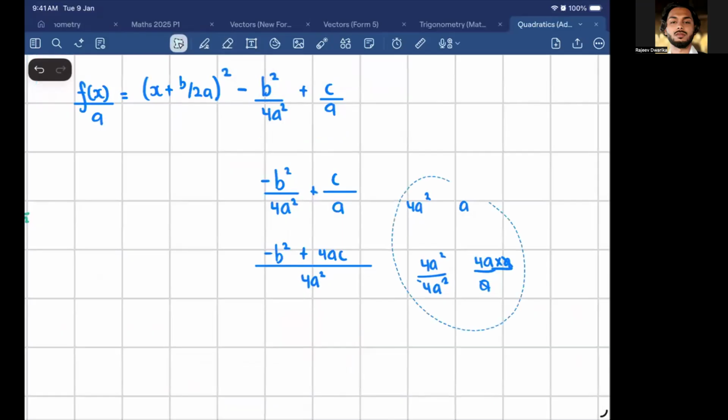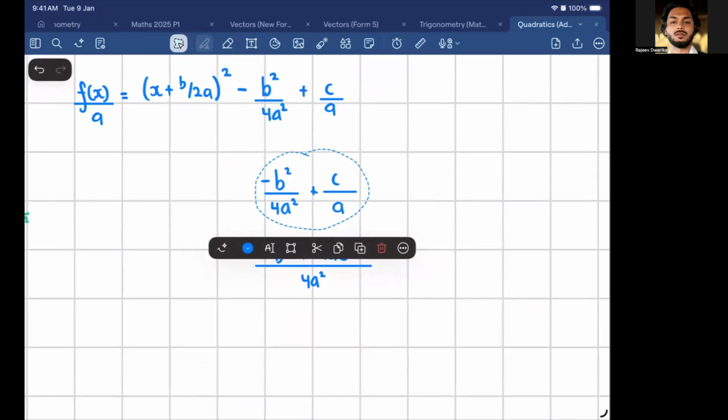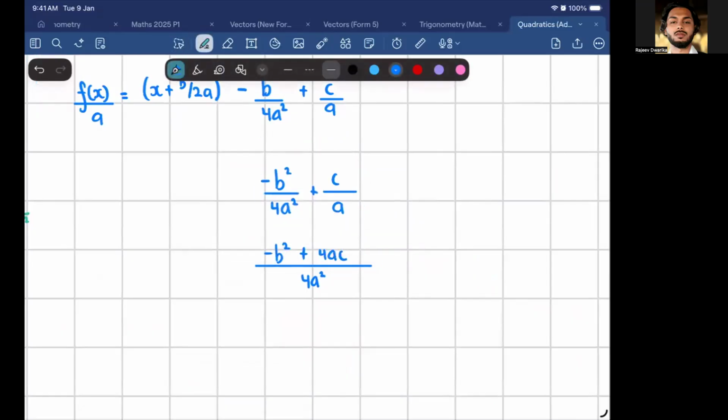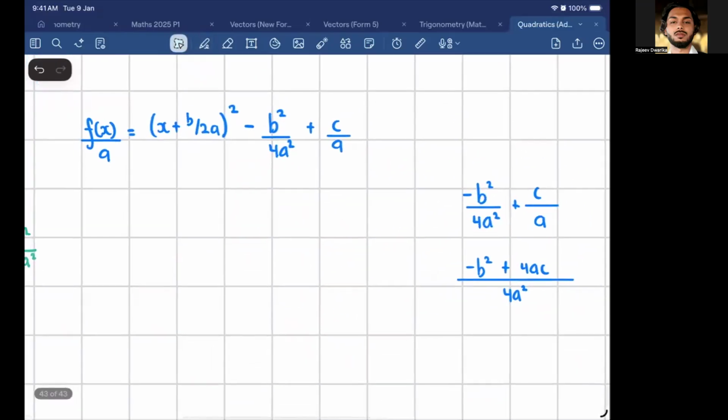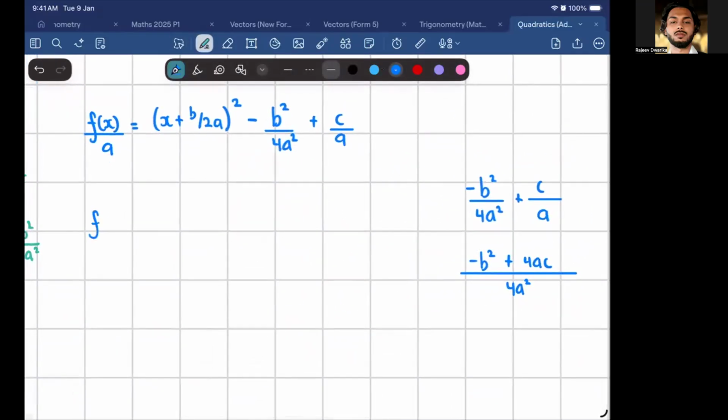So Zachary, we just now figured out what you would get if you combine those two fractions. So you get minus b squared plus 4ac over 4a squared. I'm just going to write my line, and then the next line, and then continue. So f of x over a would be equal to x plus b over 2a squared, right? And Zachary, what did we get when we combined these two fractions?